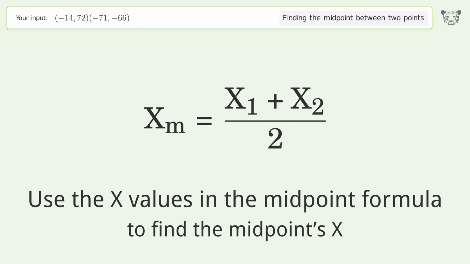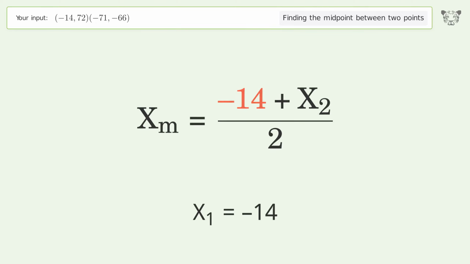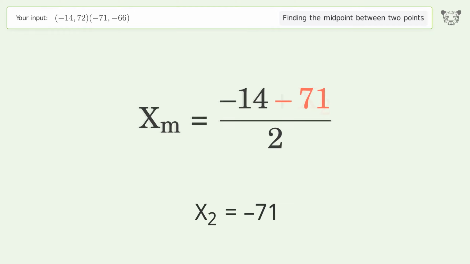Use the x values in the midpoint formula to find the midpoint's x. x1 equals negative 14. x2 equals negative 71. Simplify the arithmetic.